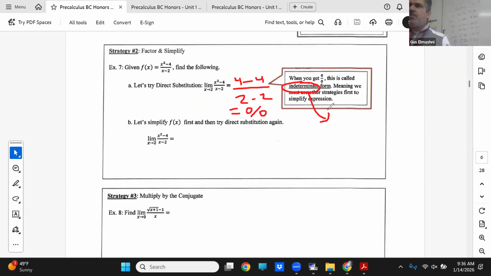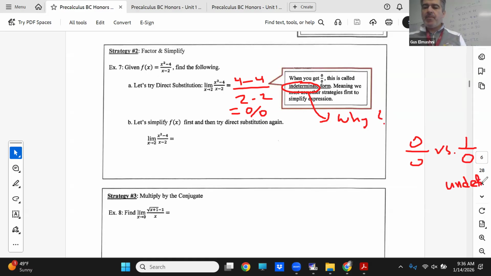And one little nuance I think we should talk about. Why do we call that indeterminate? And also, let's compare 0 over 0 versus 1 over 0. So 1 over 0 we call undefined. 0 over 0, sorry, I'm trying to sneak that in there. We call indeterminate. It's kind of a subtle thing, but there's actually a difference.